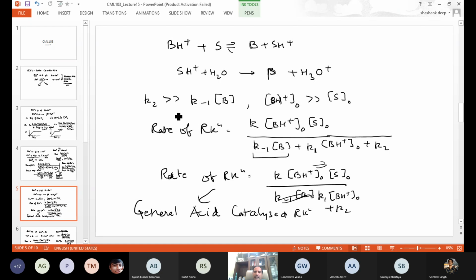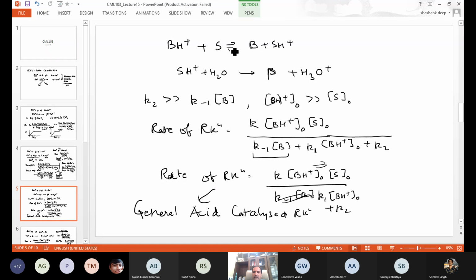Here K2 is quite greater than K minus 1B. The acid concentration is still quite high, so in the denominator there will be a BH plus naught term. But when K2 is quite greater than K minus 1B, this can be neglected. This K2 can also be neglected. And then we have K1 BH plus naught plus K2.